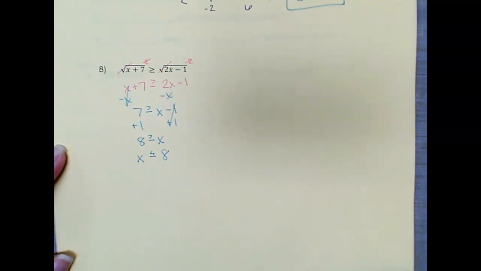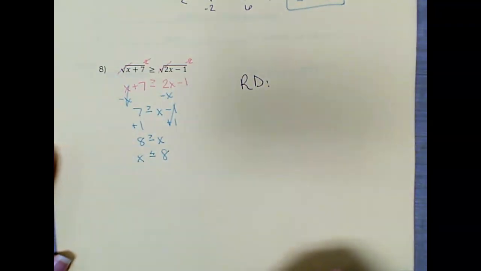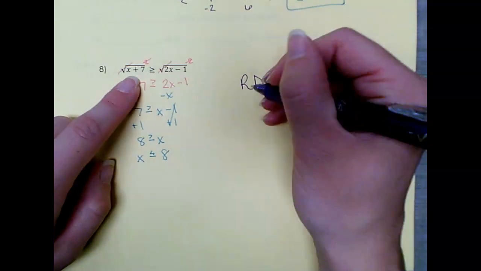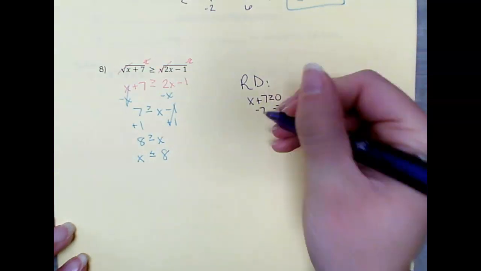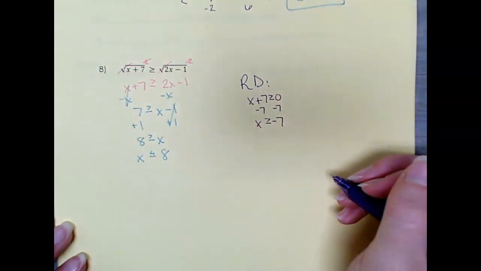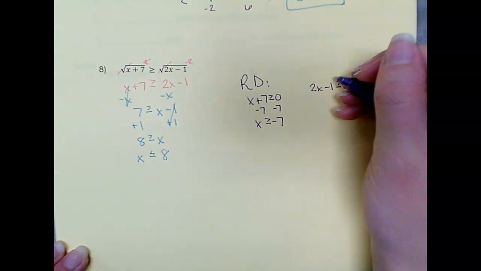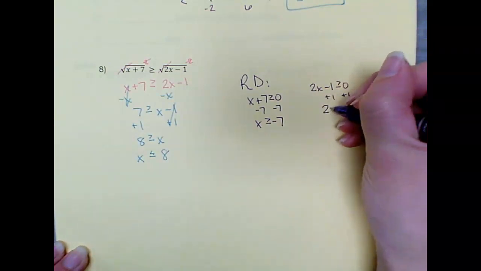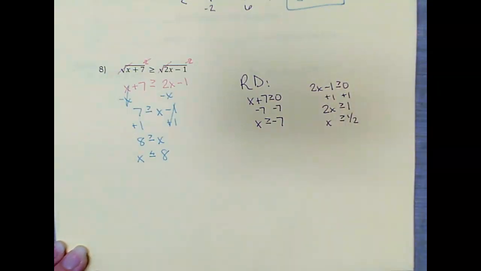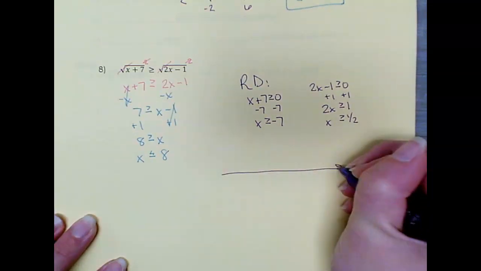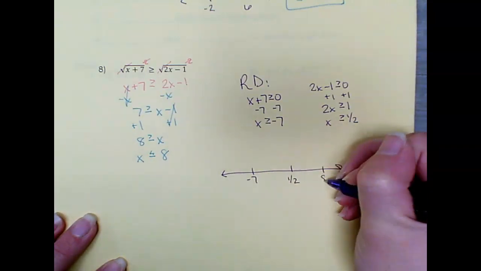So now I check my reasonable domain. Reasonable domain. So I have to check both of these radicands. I need x plus 7 to be greater than or equal to 0. So x has to be greater than or equal to -7. And then I also have to check that 2x minus 1 is greater than or equal to 0. So 2x is greater than or equal to 1, and x is greater than or equal to 1/2. So if I plot all of these, I need a -7, I need a 1/2, I need an 8.